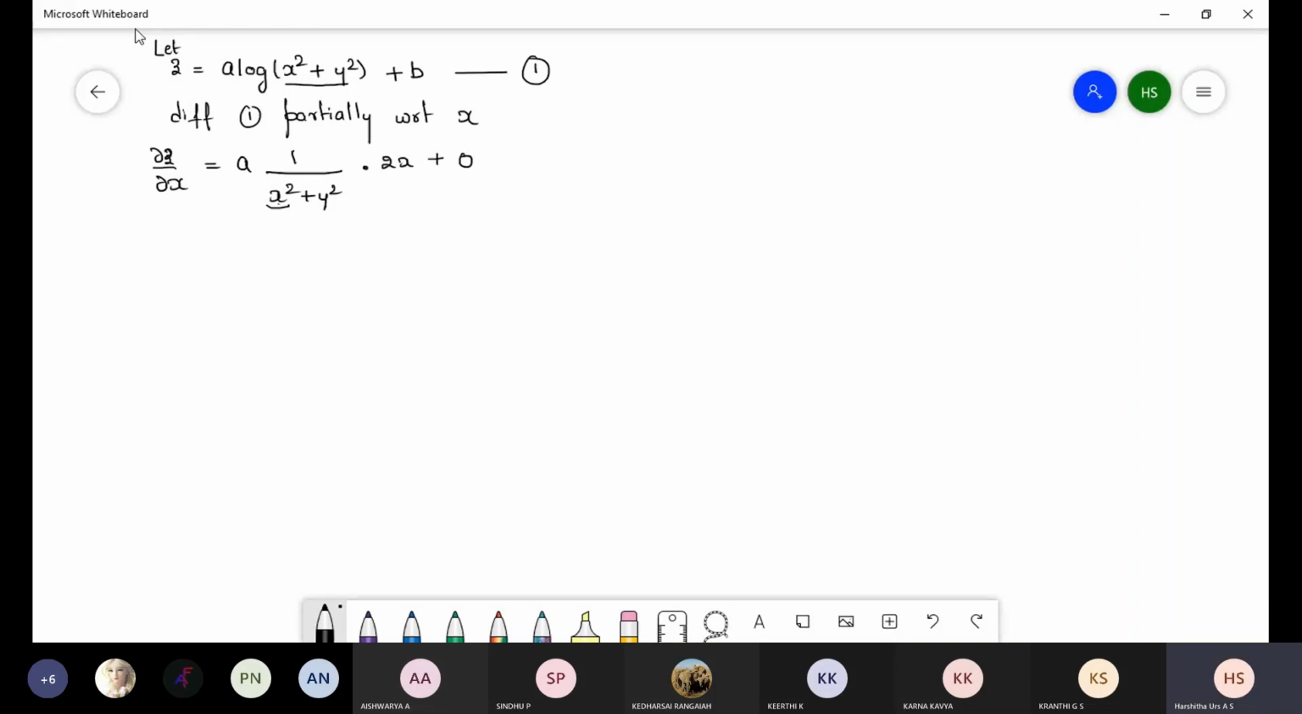So according to the notation, dou z by dou x is equal to p. Here p is 2ax divided by x square plus y square.